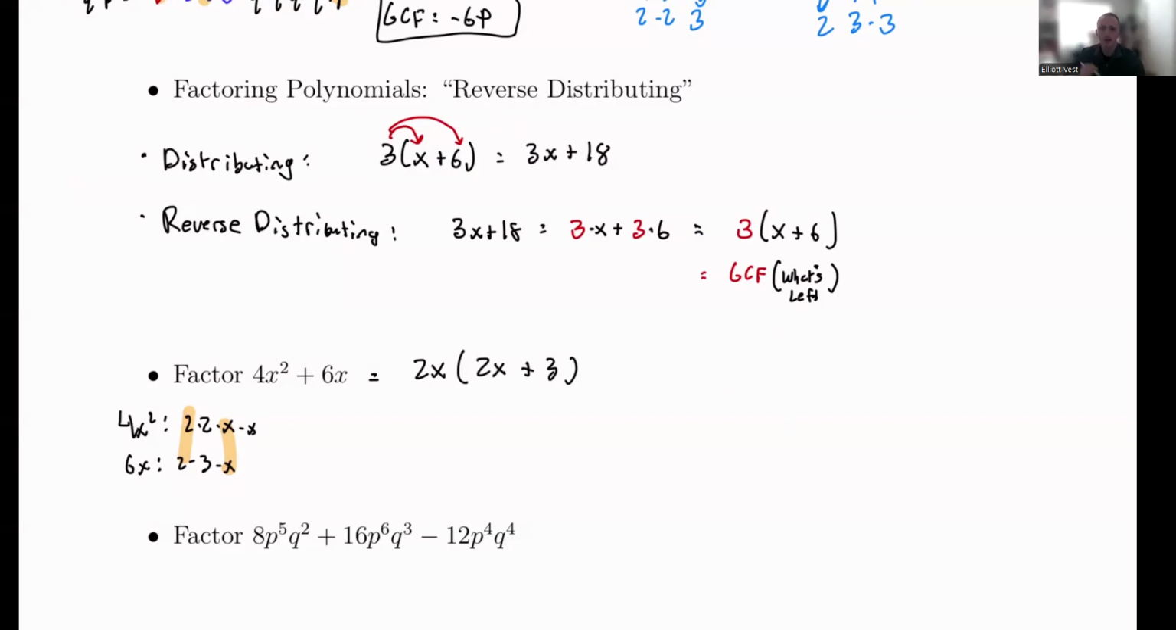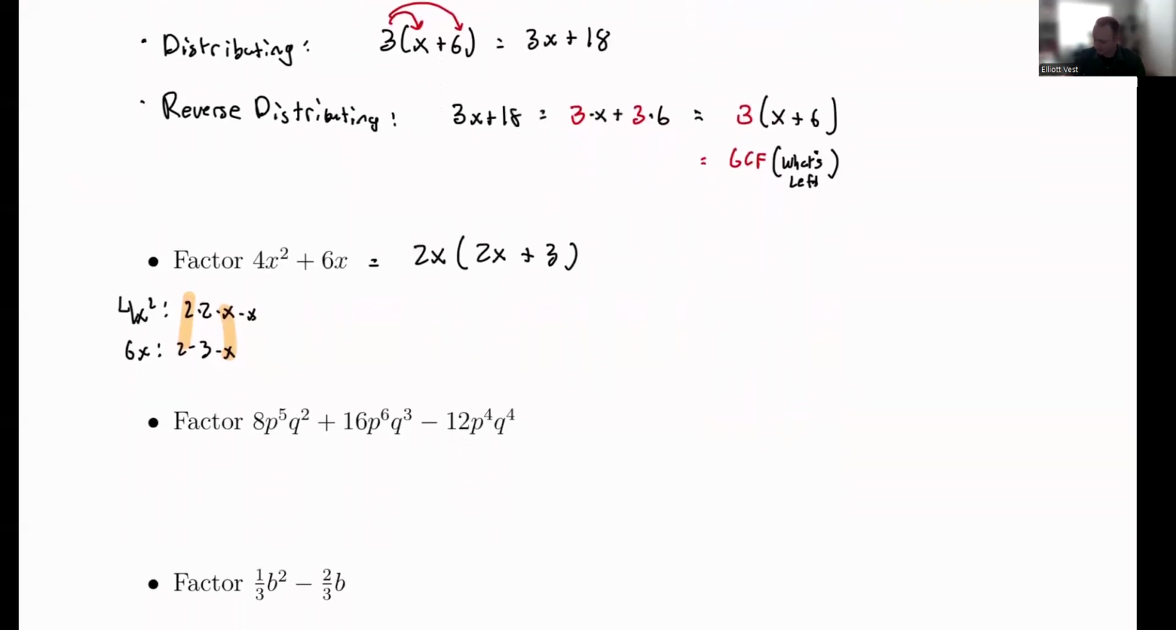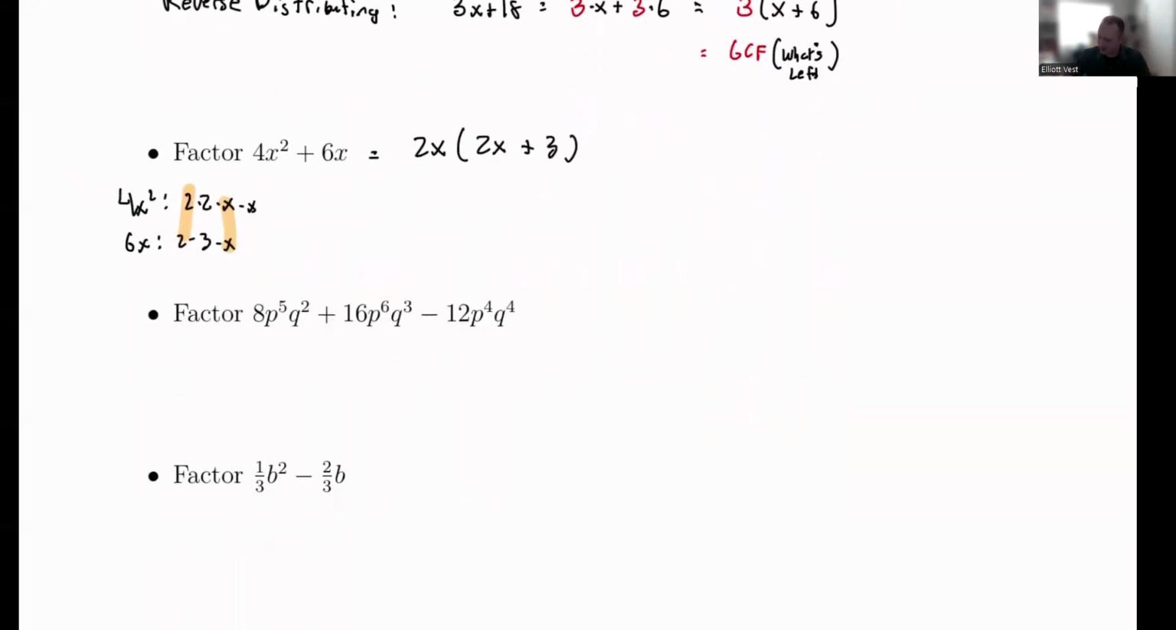Where did this stuff come from? Let's reverse this step. Let's go backwards, get back to the beginning. Let's distribute this back in. What is 2x times 2x? 4x squared. What is 2x times 3? 6x. So I have reverse distributed a 2x, or I have factored a 2x out of these two terms. And these two things might be easier to work with in the future. That's the motivation here. So let's keep on going.